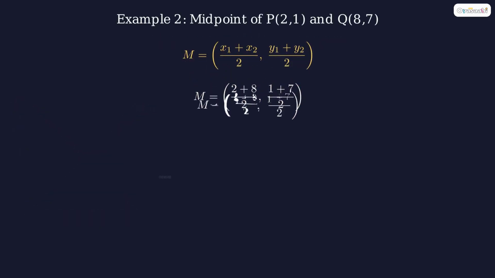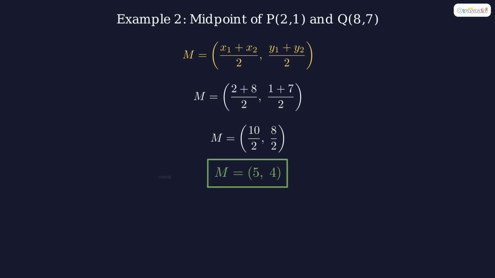Example 2. Find the midpoint of P (2, 1) and Q (8, 7). Add the x values and divide by 2. Add the y values and divide by 2. Midpoint is (5, 4).